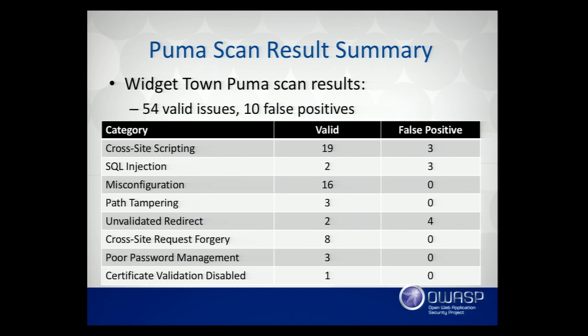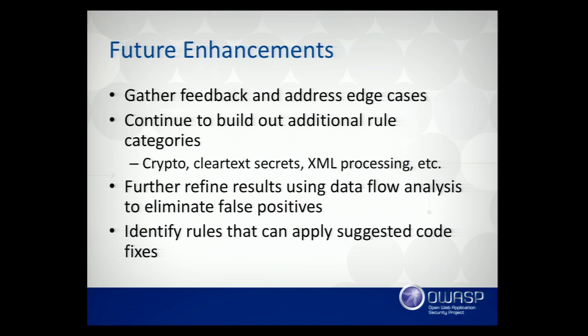But I did find 54 valid issues versus the 5 that we found with cat.net and FxCop. So I will say massive improvement. Most of my false positives are on unvalidated redirects because it's passing a request parameter into a static string on the front end, and I know all the static analysis tools get that one wrong anyway, so I don't feel that bad about it. Future enhancements, you mentioned the one, data flow.